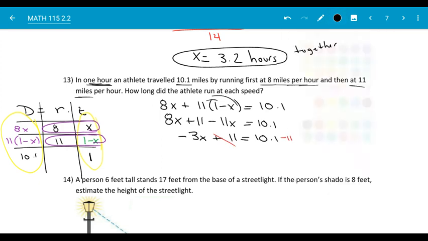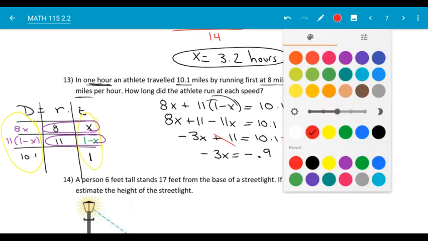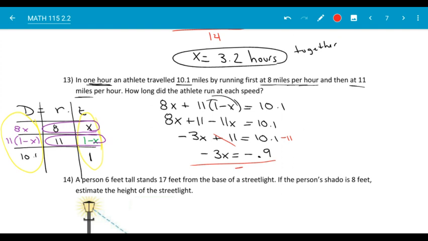Subtract the 11 from both sides. We get negative 3x equals negative 0.9. Divide both sides by negative 3, and you get x equals 0.3. So if we think about that, that's going to be in hours. Probably you're not going to give your answer in hours here since it's 0.3. So if we take that times 60, that's going to give us our minutes. So 0.3 times 60 comes back at 18 minutes.